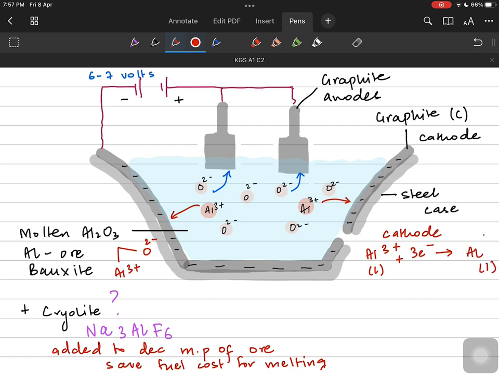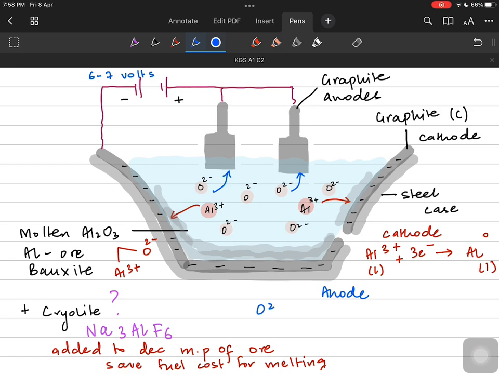Now aluminium has a charge of +3, so it's going to gain 3 electrons and become molten aluminium. And the molten aluminium is going to be collected at the surface of the cathode over here. So molten aluminium is continuously collected on the surface lining of the cathode, and it's going to be later tapped out. It's liquid aluminium being collected, just so you know.